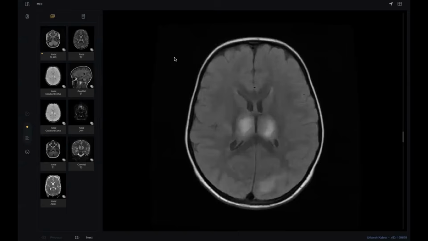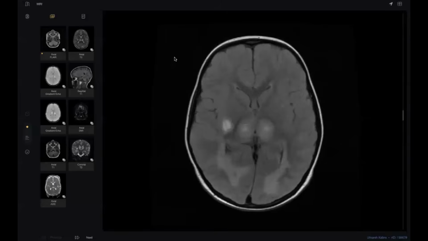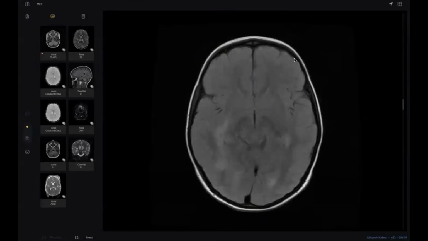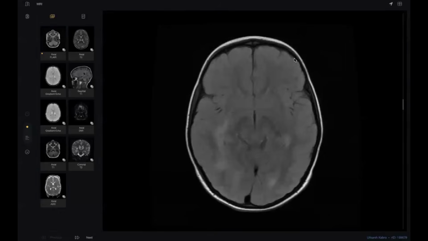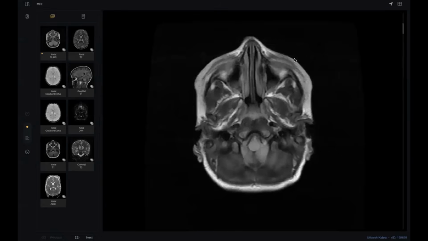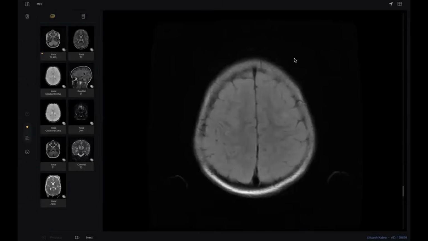There is FLAIR high signal intensity in the center with some iso signal intensity on the periphery. I can also see some other FLAIR high signal intensity foci in the left caudate nucleus, in the right medial temporal lobe, and in the left posterior occipital lobe. I would like any other sequence available, like T2 and sagittal sequences as well.